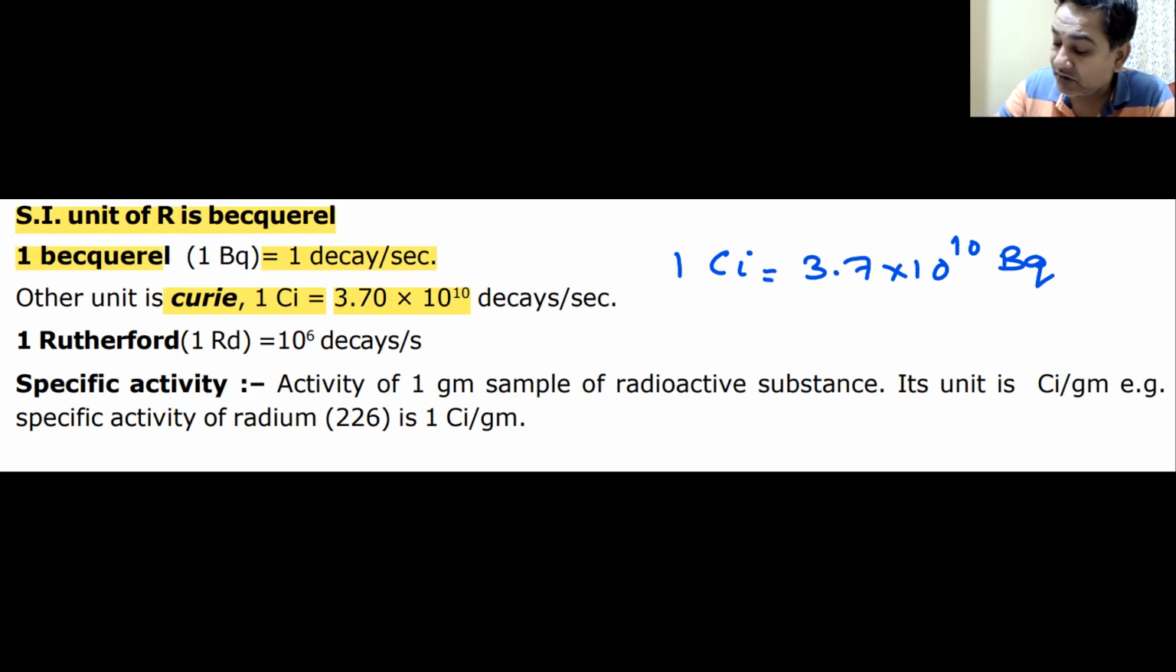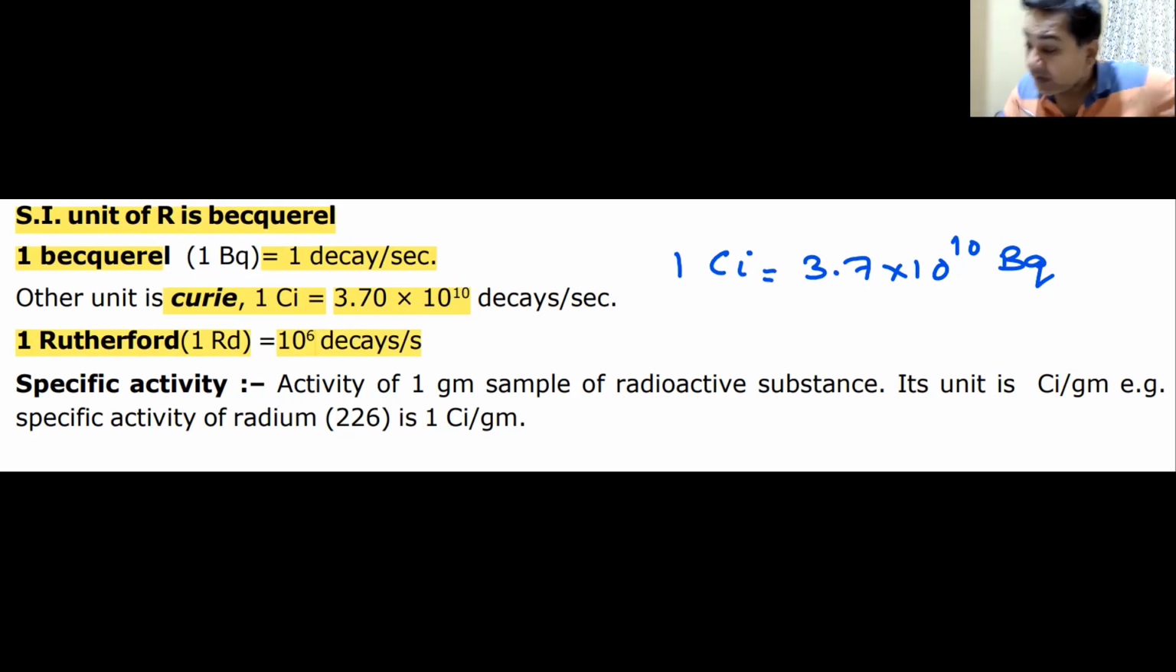Similarly, we have the third unit, which is Rutherford. 1 Rutherford, Rd, is 10 raised to the power 6 decays per second, which is 10 raised to the power 6 becquerel. Do we understand this?